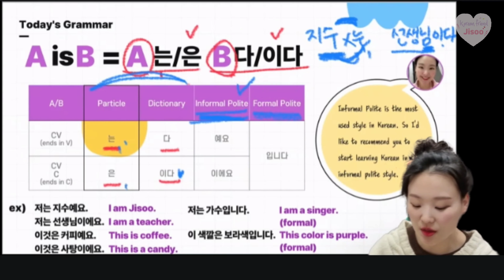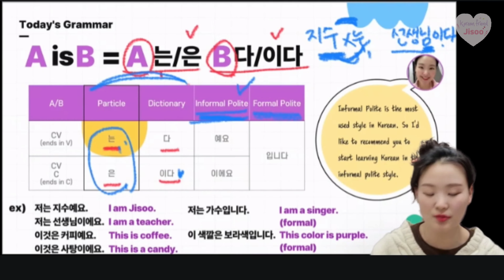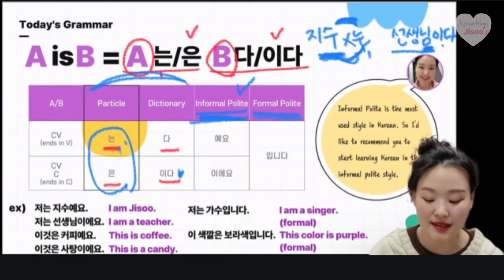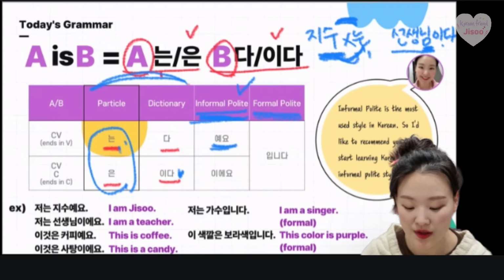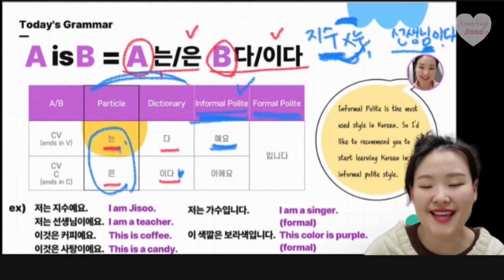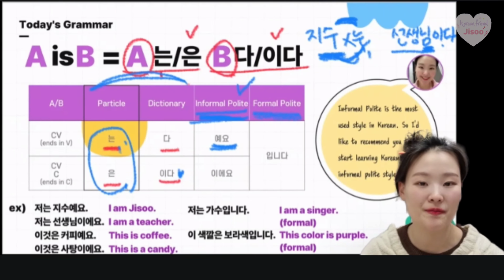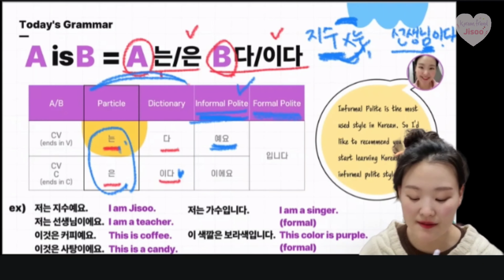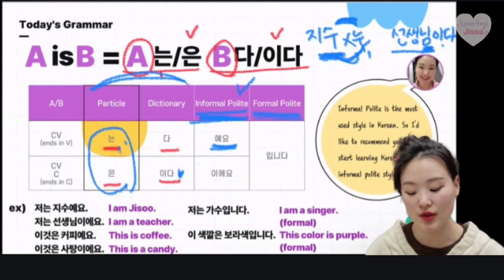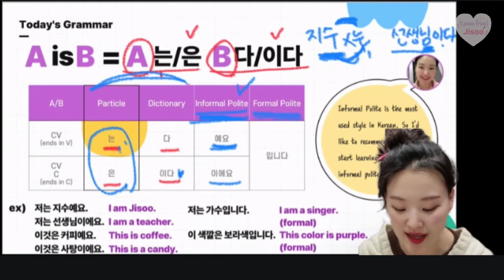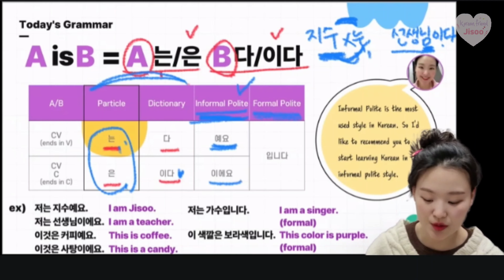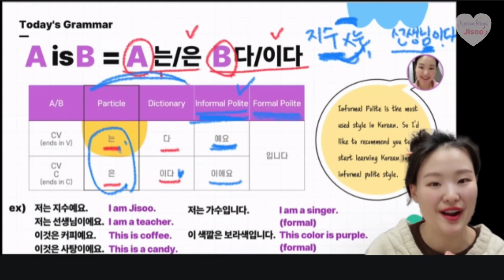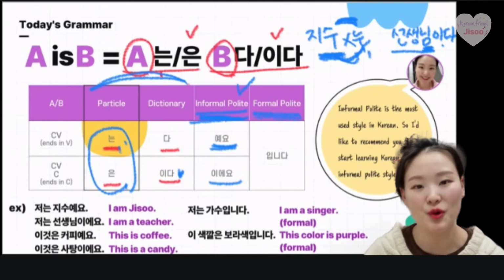Okay, so let's see. 는 or 은 doesn't have a polite form, so you can just put 는 or 은 for A. But if B ends in a vowel, you can say 예요. But it doesn't sound like 예요. You can just say 에요 because it's more natural. 에요. And if B has a bottom consonant, which means it ends in a consonant, you can say 이에요. So, 지수는 선생님이에요. It's the right way to say the same sentence in the informal polite way.